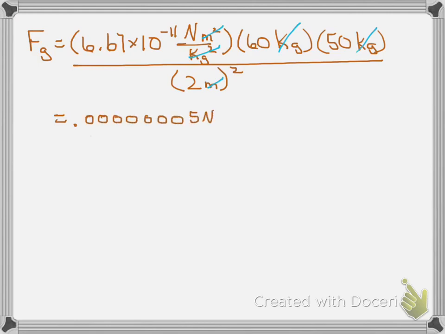So when we put this in our calculator, we get 0.00000005 newtons. Or if we write this in powers of 10 notation, that's 5 times 10 to the negative 8th newtons.